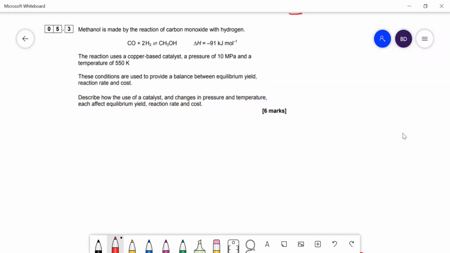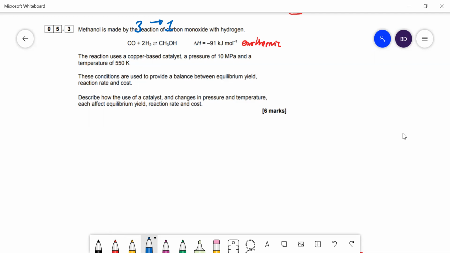Right, now, methanol is made by a reaction of carbon monoxide and hydrogen, and this tells us it's an exothermic reaction in the forward direction because it's a negative delta H. Okay, and also I think we need to think, this is going to ask us about Le Chatelier's principle and so on. I think we also need to point out here that we've got 3 gas moles on the left and only 1 gas mole on the right. So you get a reduction in the number of moles from the forward reaction.